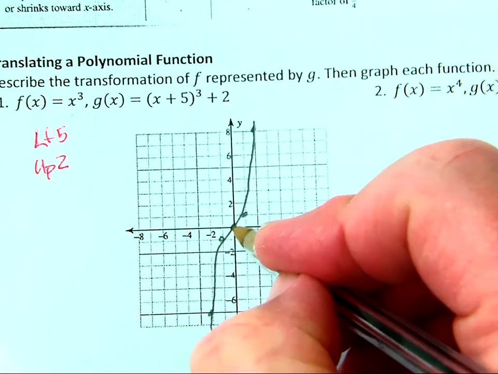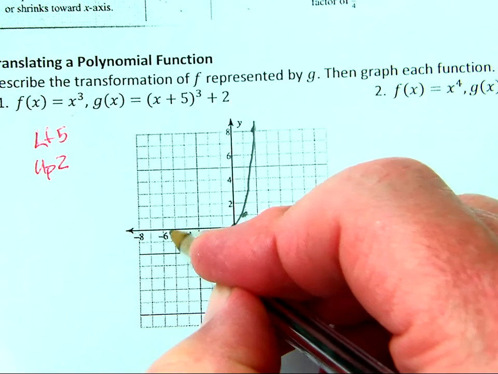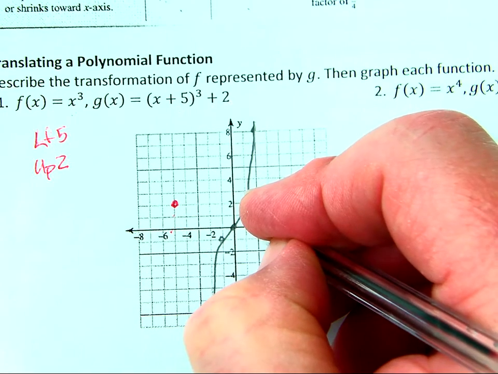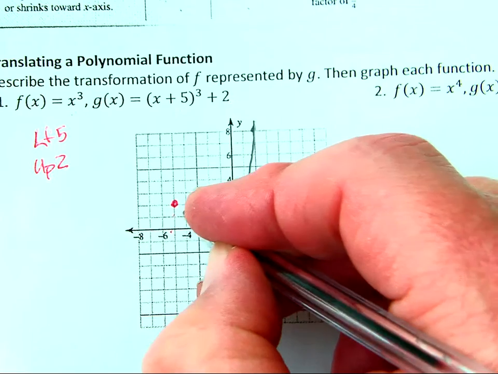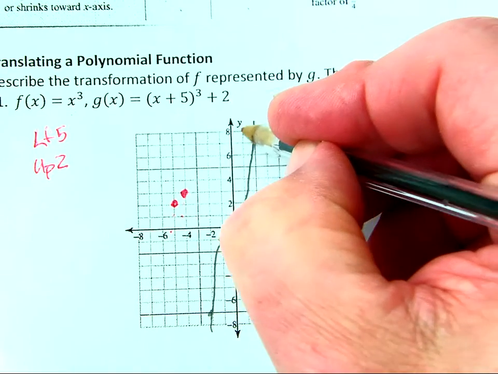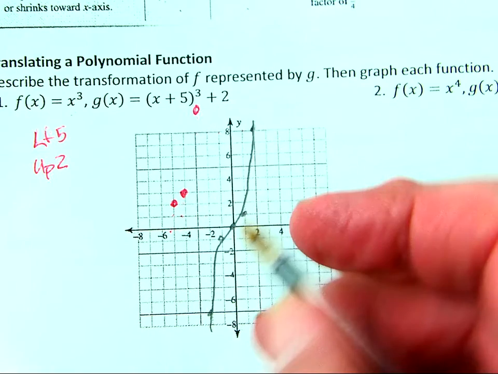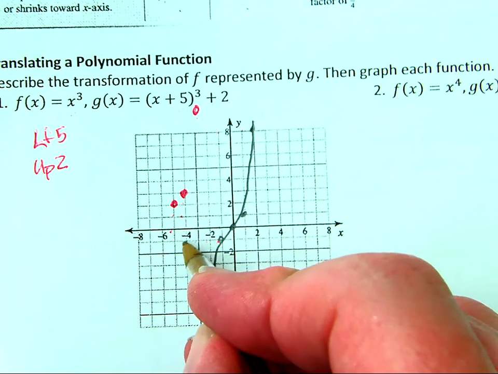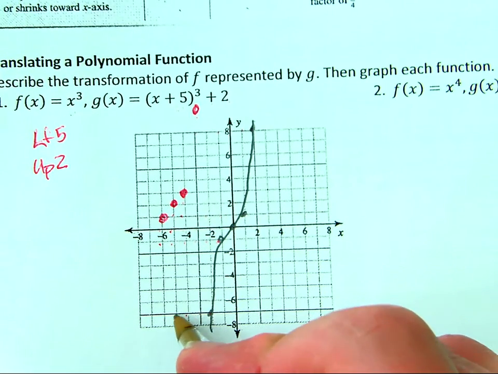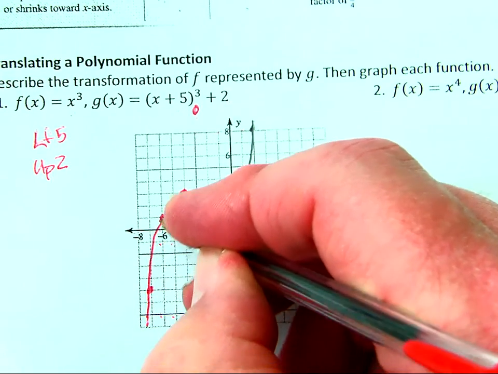So like this point here in the middle, left 5, so 1, 2, 3, 4, 5, and up 2 moves it to right there. Or this one here, left 5, 1, 2, 3, 4, 5, up 2. Or here, 1, 2, 3, 4, 5, up 2. So that graph would look like this.